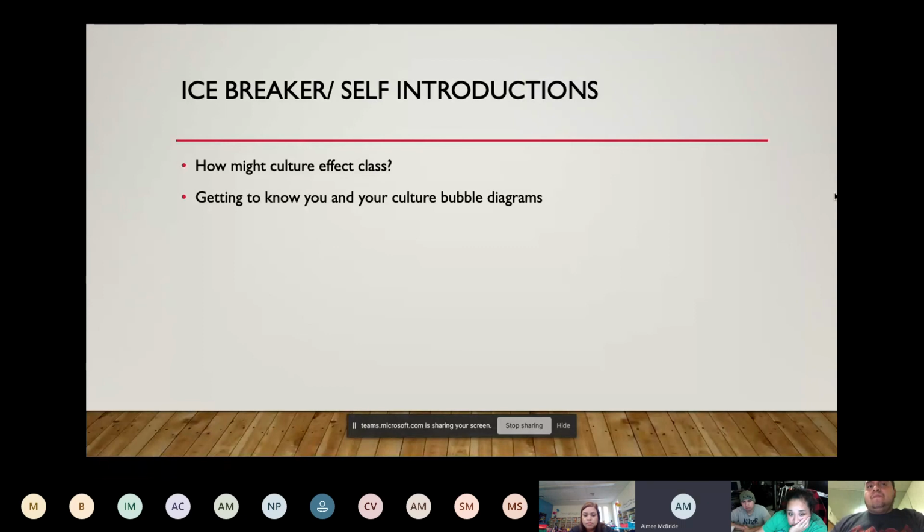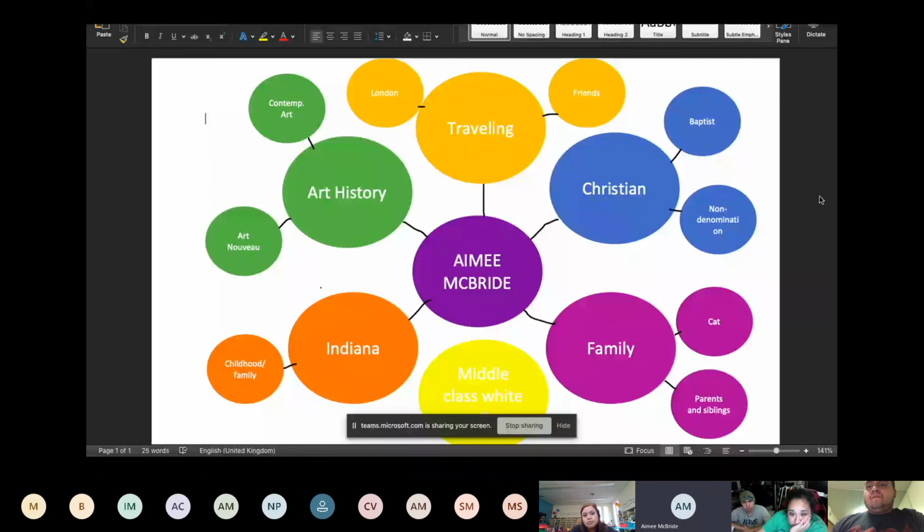So we're going to make a culture bubble diagram, and I made mine super fancy because I took a lot of time to do it, but you guys don't have to make yours fancy. If you just want to write down a couple of things about yourself, that's fine. I won't know. Or if you want to just draw a bubble diagram on a piece of paper, that's fine. But this is what mine looks like.